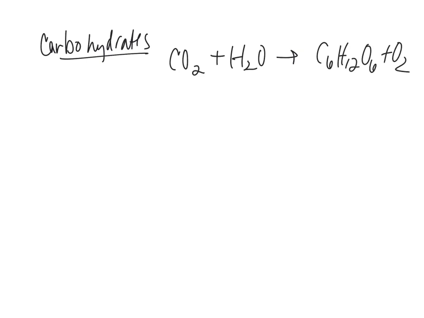C6H12O6 plus oxygen. And so we have 6 carbons. To balance this, we have 12 oxygens, or well, 6 times 2 is 12. And then we have to put a 6 here for 12 hydrogens. So we have 12 and 18 oxygens, 6, and 6 here is 18. Okay, so that is the photosynthesis equation to make carbohydrates.